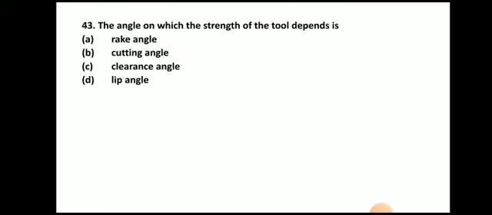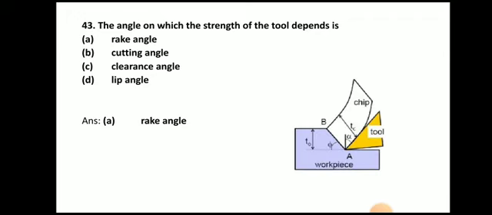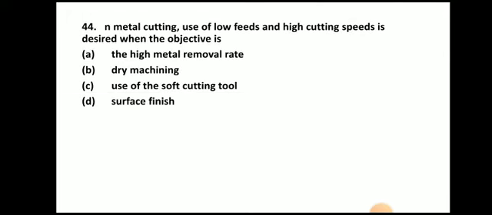Next question. The angle on which the strength of the tool depends is. The answer is rake angle. So on the rake angle, the strength of the cutting tool depends. Next question. In metal cutting, use of low feed and high cutting speed is desired when the objective is. The objective is surface finish. So whenever you want to improve the surface finish, you have to use low feed and high speed.